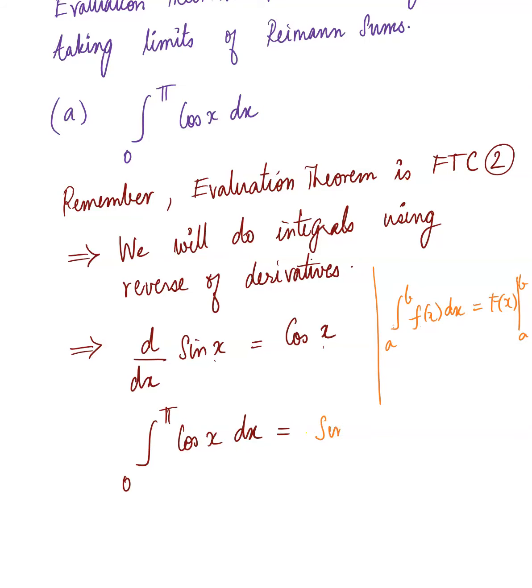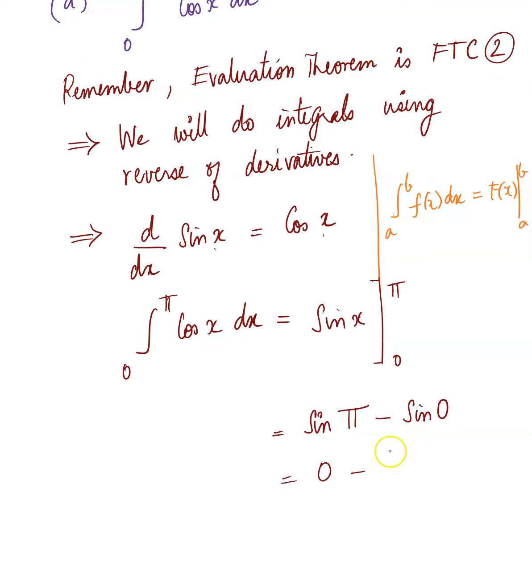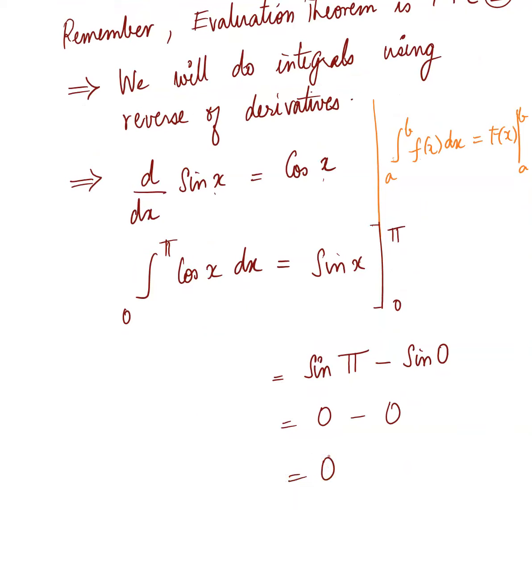sine x. That's your capital F of x, evaluated from 0 to pi. You can also use this single bracket notation. And we know it is sine of, in the place of x you substitute, you evaluate the upper limit of integration minus sine of the lower limit of integration. Sine pi is 0 minus sine 0 is also 0, which is 0. So technically, the integral from 0 to pi cosine x dx gave us 0.